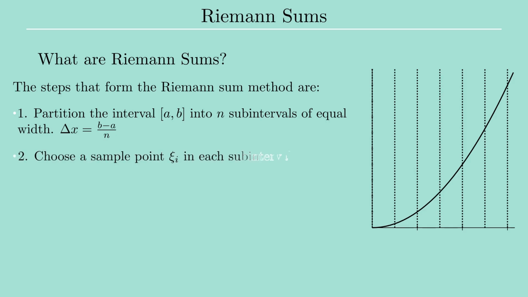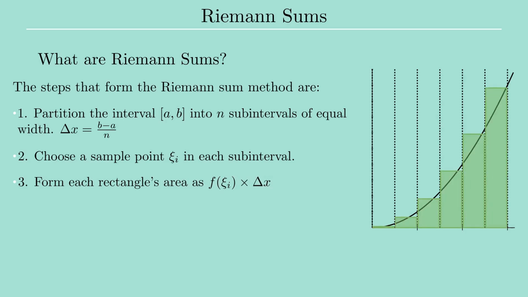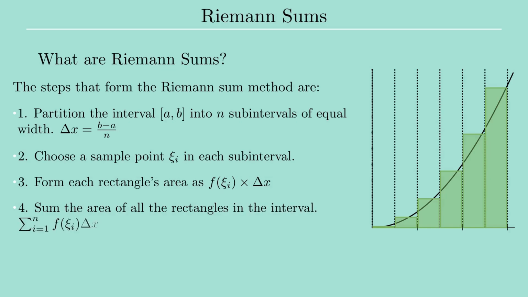Secondly, choose a sample point xi in each subinterval. This is the value of x, which acts as a representative of the entire subinterval. Then, form each rectangle's area with f of xi multiplied by the subinterval width. Lastly, sum the areas of all the rectangles in the interval.